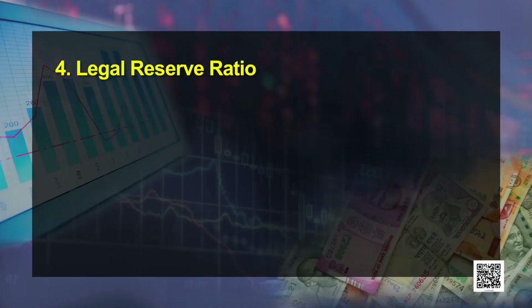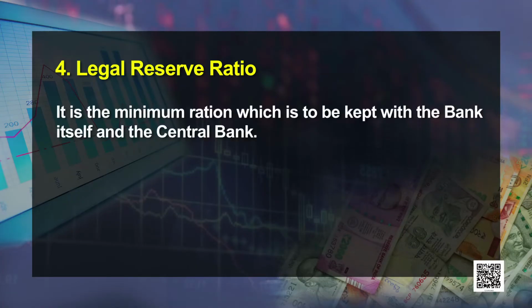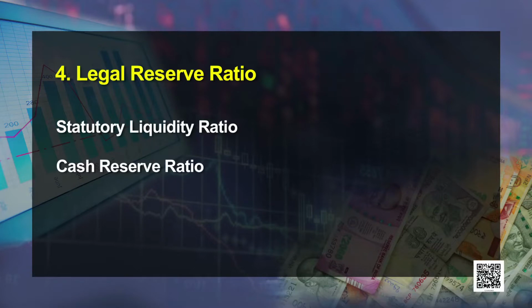So now let's move on to talk about the next quantitative tool, that is legal reserve ratio. Legal reserve ratio is the minimum ratio which is to be kept with the bank itself and the central bank. So this legal reserve ratio is divided into two parts. The first part being statutory liquidity ratio and the next part being cash reserve ratio.